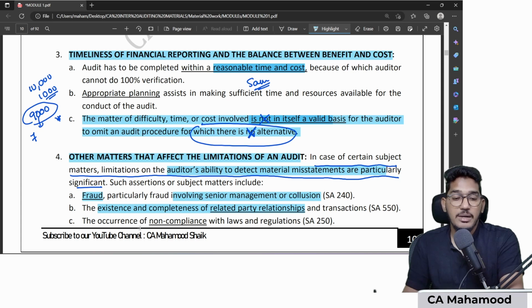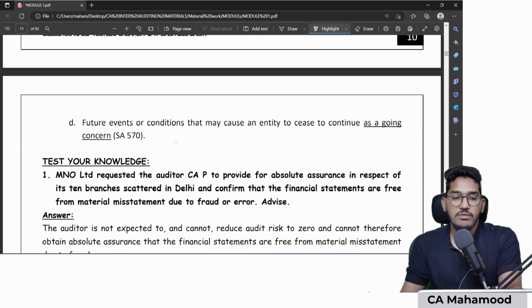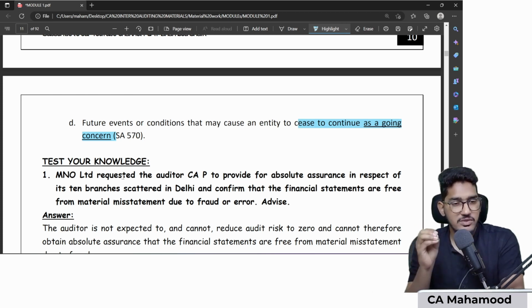And even non-compliances with laws and regulations, the auditor might not be able to find non-compliances with all the laws and regulations. So some non-compliances might not come to the auditor's notice, no matter how effectively he does the audit. Along with that, if there are any events or conditions which cast doubt on the entity's ability to continue as a going concern, that is also very difficult to find out. So these four are other inherent limitations where the impact is much higher.